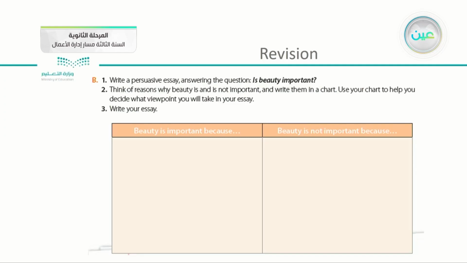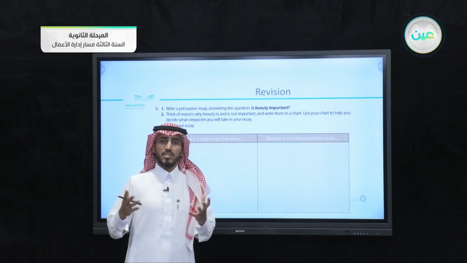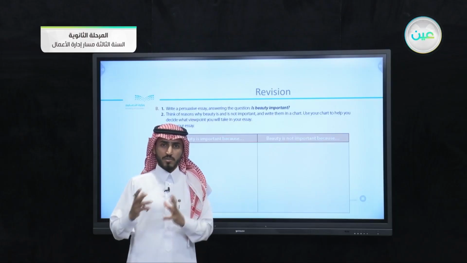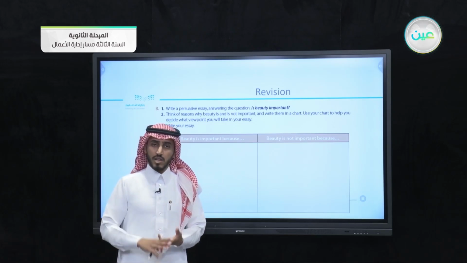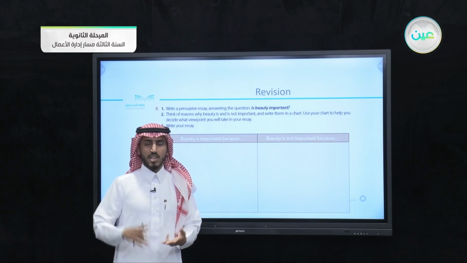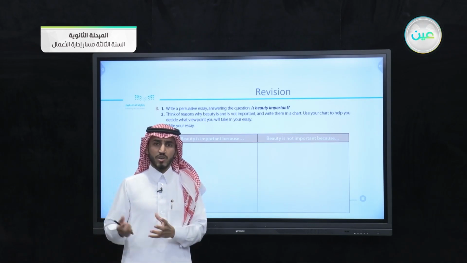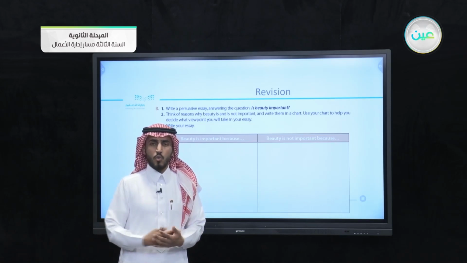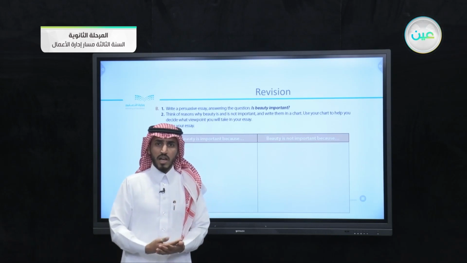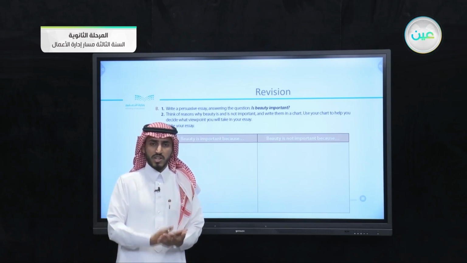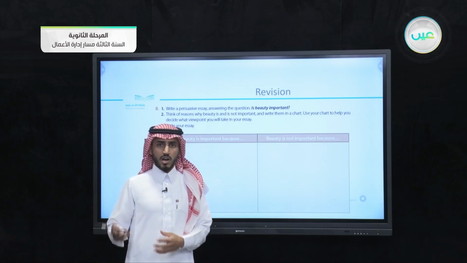After that, we have this chart. Now we have learned together how to write a persuasive essay, or let's say we learned the elements of the persuasive essay. We've learned that it has an introduction, one or two bodies, and a conclusion. And in each one of them, there is a thesis statement, after which we provide an example from our own experience or from someone else's experience.